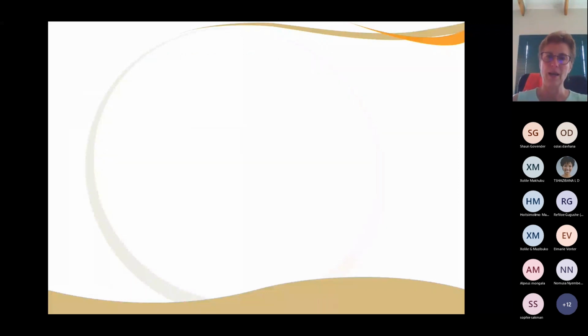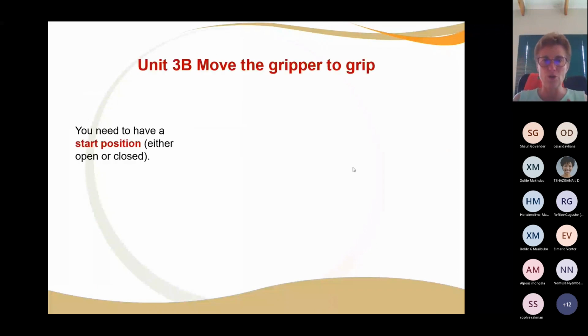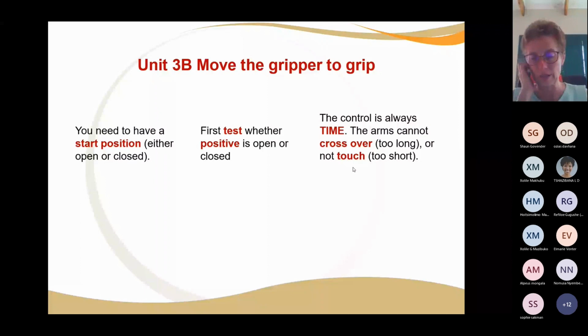Again with the gripper, you need to have a starting position. Are you going to open or close? You must know where your starting position is. And then you test first. If it's open and you want to close it, is that clockwise or anti-clockwise? You must test it. And then you must always control with time, because the arms mustn't cross over. That's when the meshing gets all messed up.